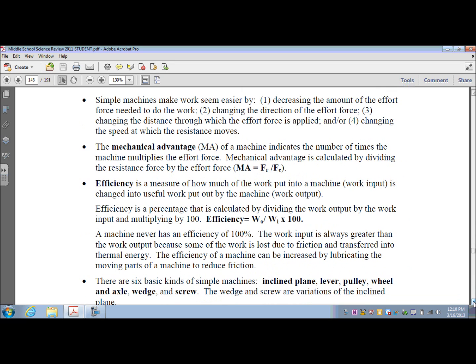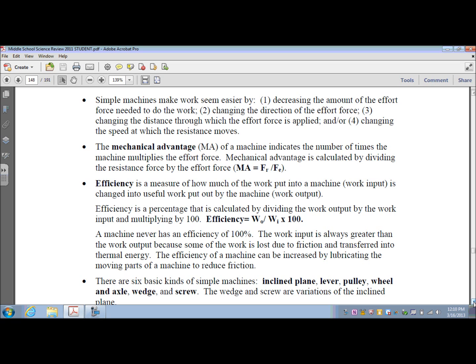Simple machines make work seem easier by 1. Decreasing the amount of effort force needed to do the work. 2. Changing the direction of the effort force. 3. Changing the distance through which the effort force is applied. And/or 4. Changing the speed at which the resistance moves. The mechanical advantage, or MA, of a machine indicates the number of times the machine multiplies the effort force. Mechanical advantage is calculated by dividing the resistance force by the effort force.